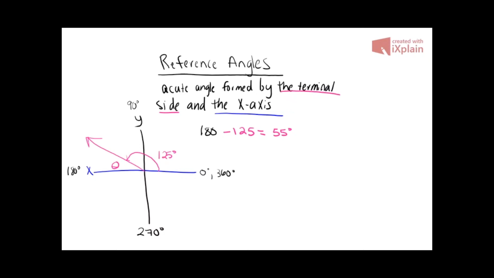So let's try another one. Let's say we have 110 degrees. We want to think along the same lines as before. This 110 and this little angle theta make a straight line, which means they have to add up to 180. So I can take my 180, subtract my 110, and I get my reference angle of 70 degrees.